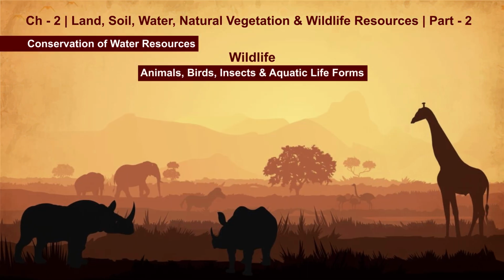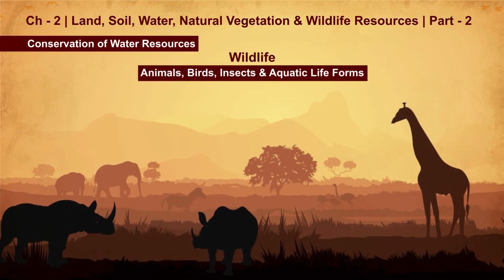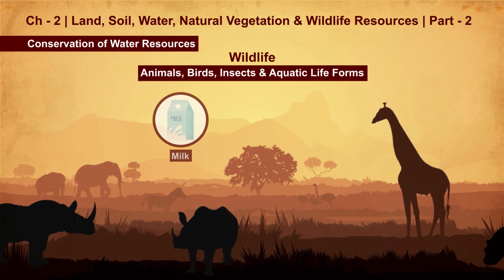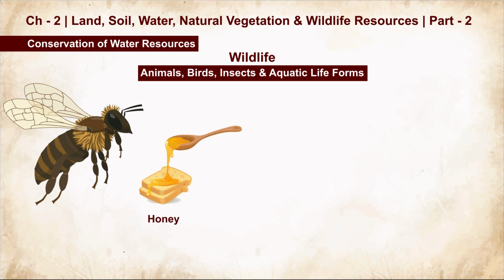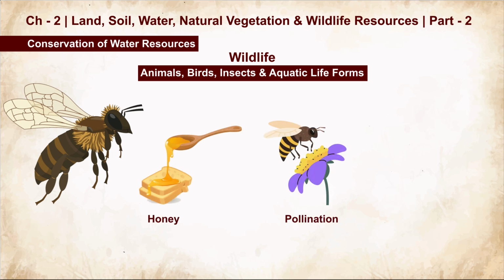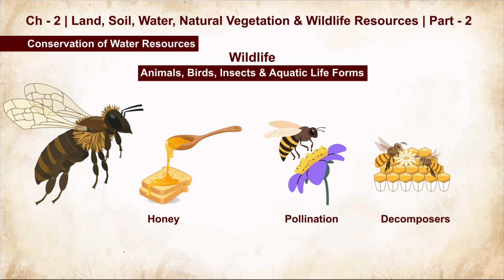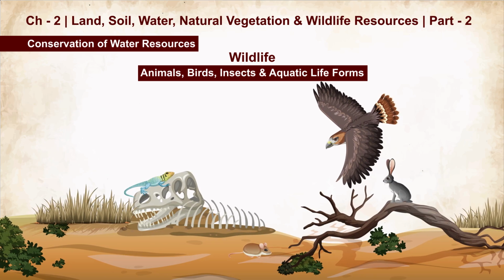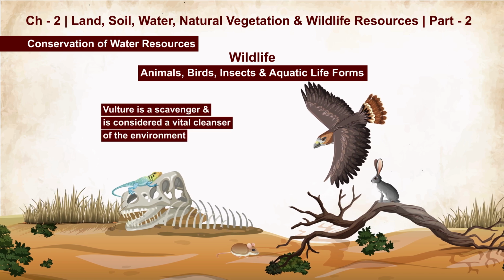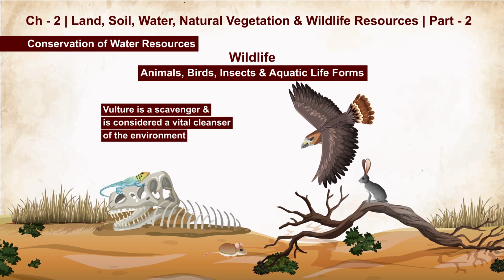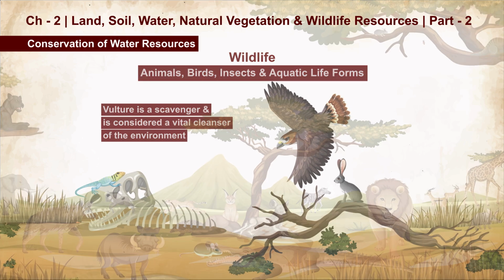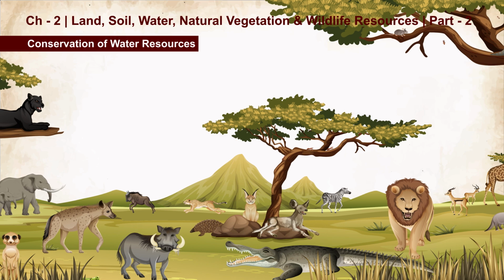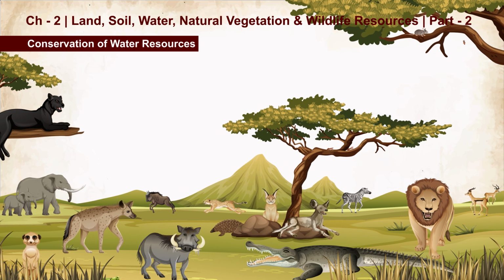Wildlife includes animals, birds, insects as well as the aquatic life forms. They provide us milk, meat, wool, and others. Insects like bees provide us honey, help in pollination of flowers, and have an important role to play as decomposers in the ecosystem. The birds feed on insects and act as decomposers as well. Vulture, due to its ability to feed on dead livestock, is a scavenger and is considered a vital cleanser of the environment. Hence, animals big or small, all are integral to maintaining balance in the ecosystem.